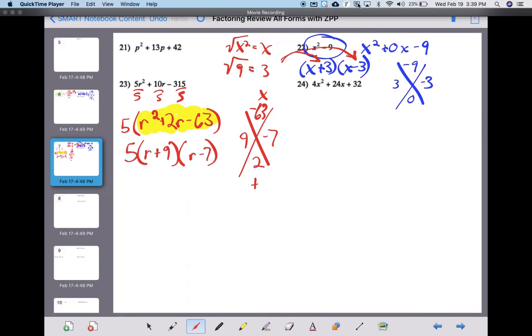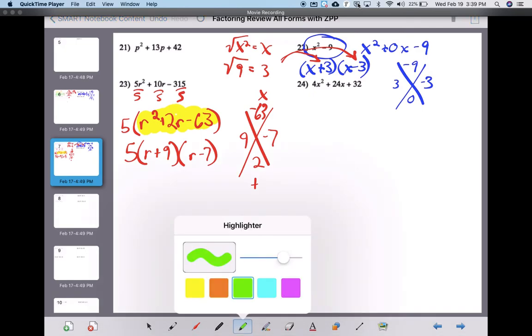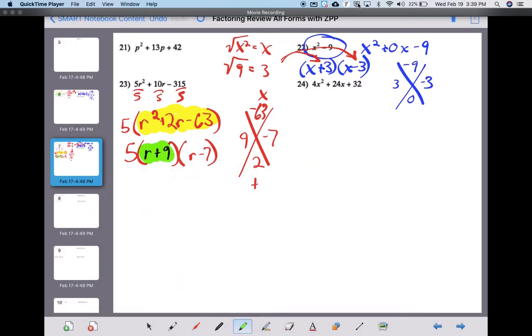But don't forget to bring down your GCF, your 5, out in front. Check it out. That should be the solution off to the right side. As you're checking your answers, you can have the factors rearranged. Like if you had the r plus 7 second and the r minus 7 first, that's perfectly equivalent.